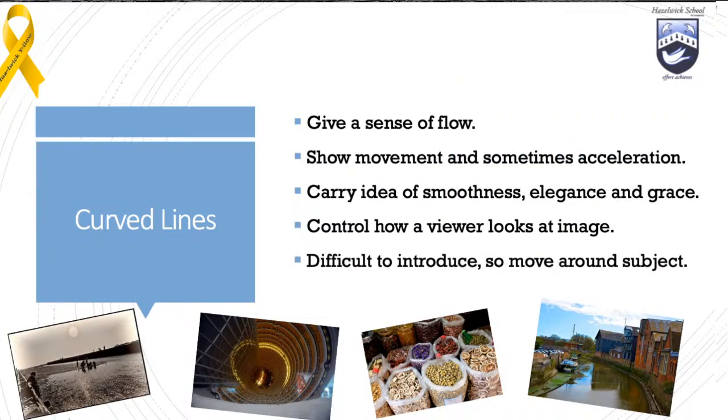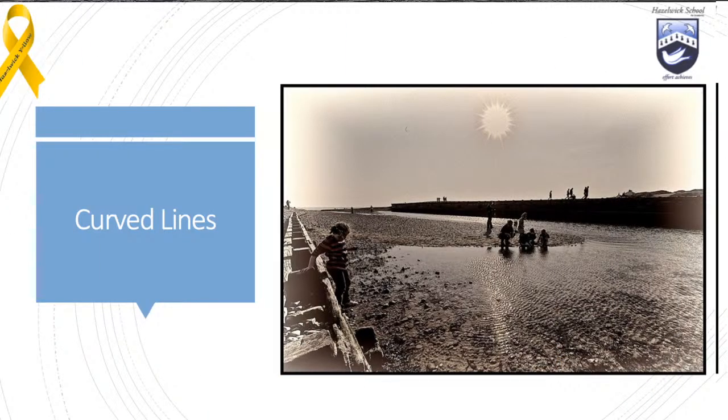So let's go on to curved lines. Sense of flow, movement and acceleration, smoothness and elegance and grace. If you think back to golden section that we looked at, we know that this works really well as a compositional technique. It can also control how the viewer looks at the image, or the order in which the viewer looks at the image. But it can be quite difficult to put curves into your images. So let's look at a few examples.